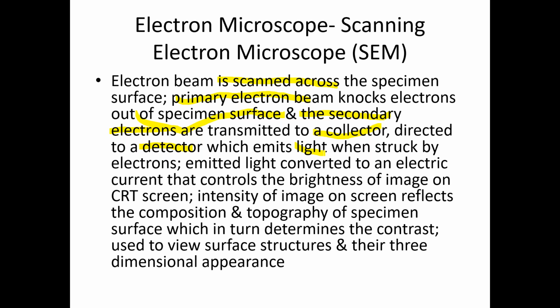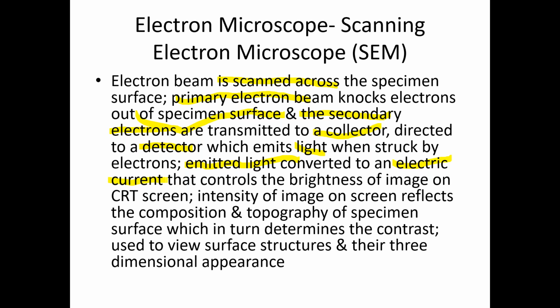Rest everything is almost the same. Clear? So here the secondary electrons are transmitted to a collector, directed to a detector which emits light when struck by the electrons. Clear? Now this emitted light is converted into an electric current. Fine.